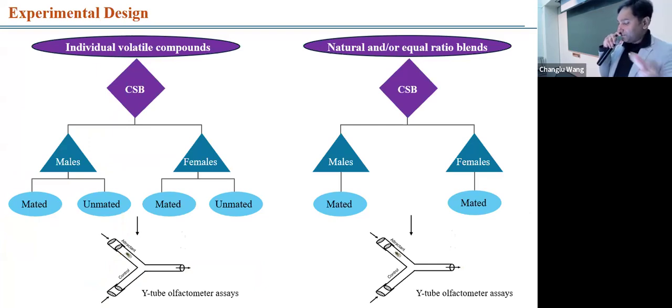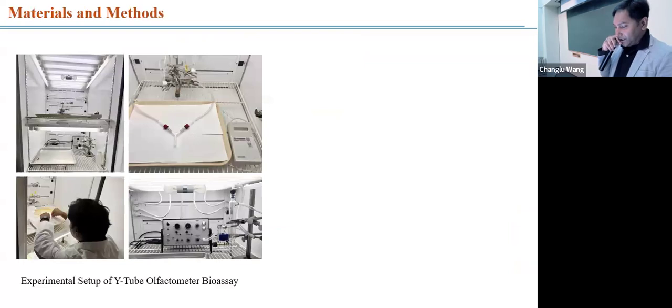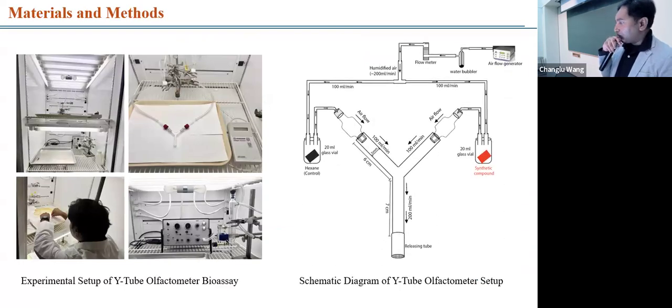So we got 17 volatile compounds, and we tested on males and females, mated and unmated, the same way. How did we do that? At first, we collected fifth instar nymphs and kept them in individual vials, so when they became adults, we tested accordingly. If we want unmated females, we get them from there and keep them individually. But if we want mated ones, we keep them together. And here you can see the Y-tube procedure and how we did it.